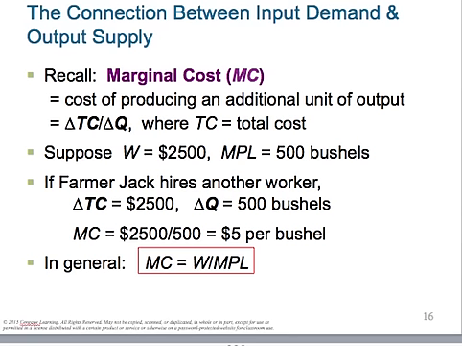Where TC equals the total cost, of course. Now, suppose the wage, again, is $2,500, okay? And the marginal product of labor is 500 bushels.